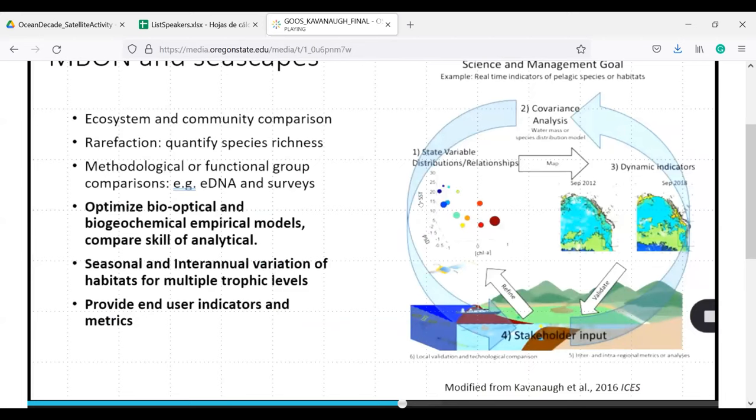As the biogeographic framework for the MBON, seascapes provide a means to conduct ecosystem and community comparisons, rarefaction, as well as methodological comparisons. The next few slides, I will highlight where MBON researchers are using the seascape framework to integrate multiple types of data to improve algorithms, identify hotspots, and understand the causes and effects of habitat variability. And then I'll wrap it up with some brief mentions of data integration and communication. The figure on the right shows the general flow of information in seascape indicator development. Partner input both validates seascape patterns and refines the variables or spatiotemporal scales of the classification, depending on the question or process of interest. This is an iterative and reciprocal process.